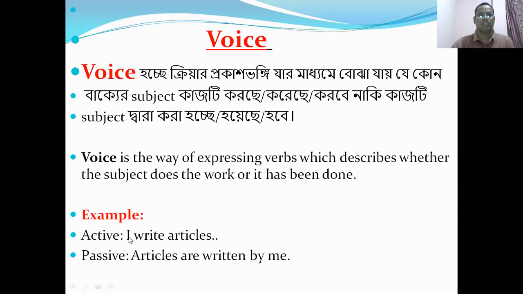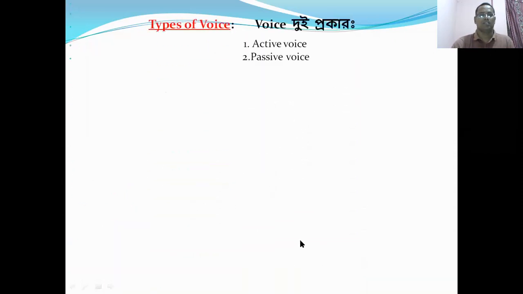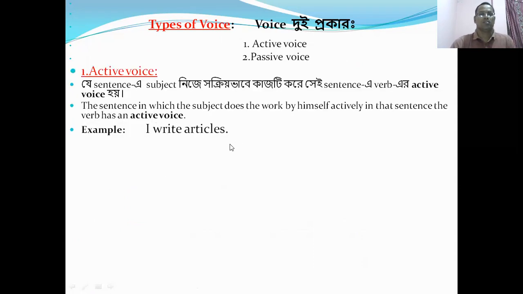There is an example. Active: I write articles. Passive: Articles are written by me. Let's see the types of voice. There are two types of voice, active and passive voice. What is active voice? The sentence in which the subject does the work by himself actively. In that sentence, the verb has an active voice. Example, I write article. Here I, the subject, does the work.